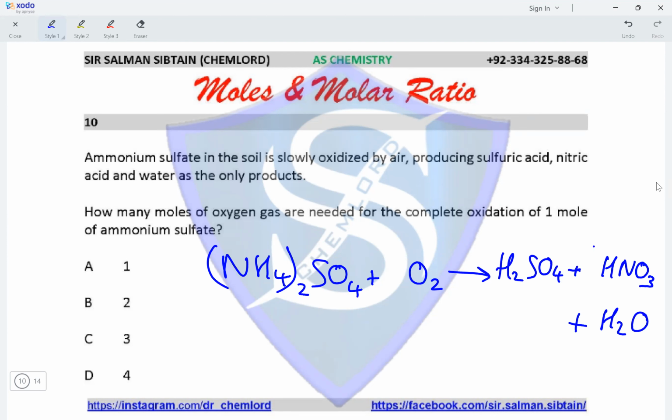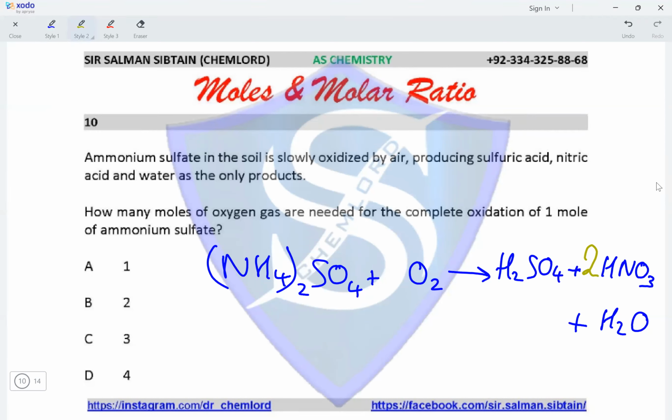Okay, so if we have 1 mole of ammonium sulfate as stated in the question, we would need 4 nitrogen atoms to be present on the product side. So which makes the moles of HNO3 in fact 2 moles, not 4 moles, it's (NH4)2. So we need 2 moles of nitrogen atoms on the right. So 2 moles of HNO3 would be present. 1 mole of sulfuric acid would be present because there is only one sulfate present on the reactant side.